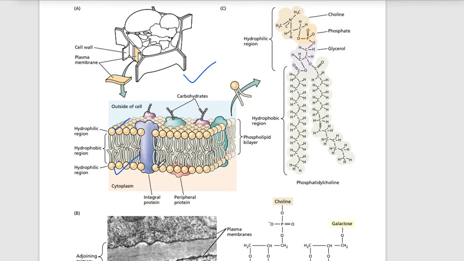Integral proteins are inside the phospholipids. Peripheral proteins are outside the phospholipids. Some carbohydrates are also formed on the phospholipid layers. The plasma membrane is formed inside of the cell wall. The cell membrane performs many functions.